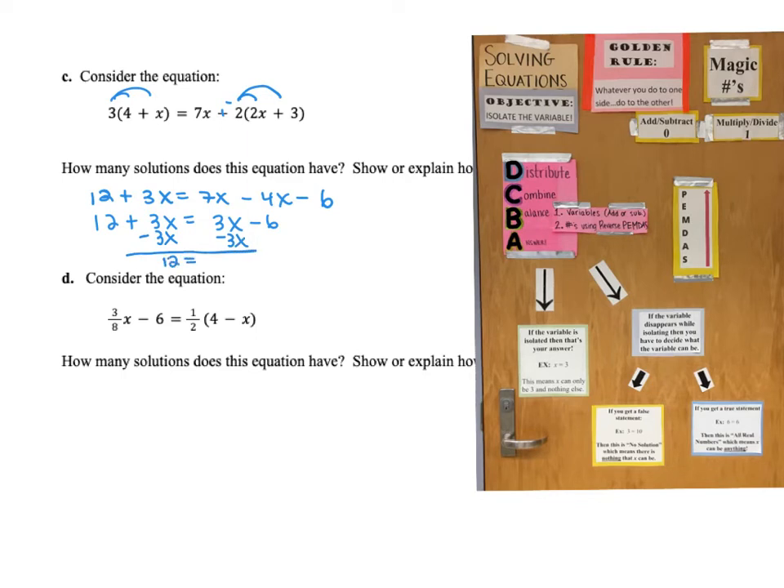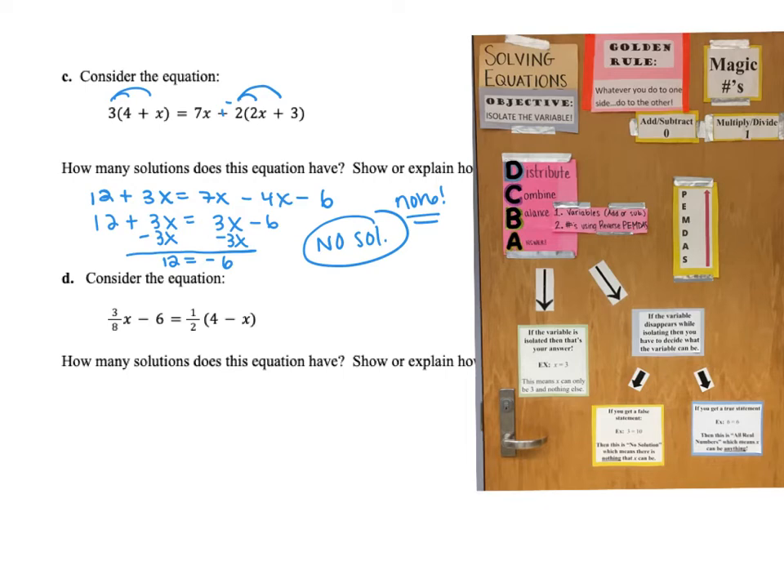That leaves me with 12 on one side and negative 6 on the other. And this time, since negative 6 and 12 are not equal, I got a false statement. That means my answer is going to be no solutions. So when it says how many solutions does this equation have, there are none. And when it asks me to show or explain how I got my answer, this would be enough of showing my work. So now let's look at our last question, consider the equation.